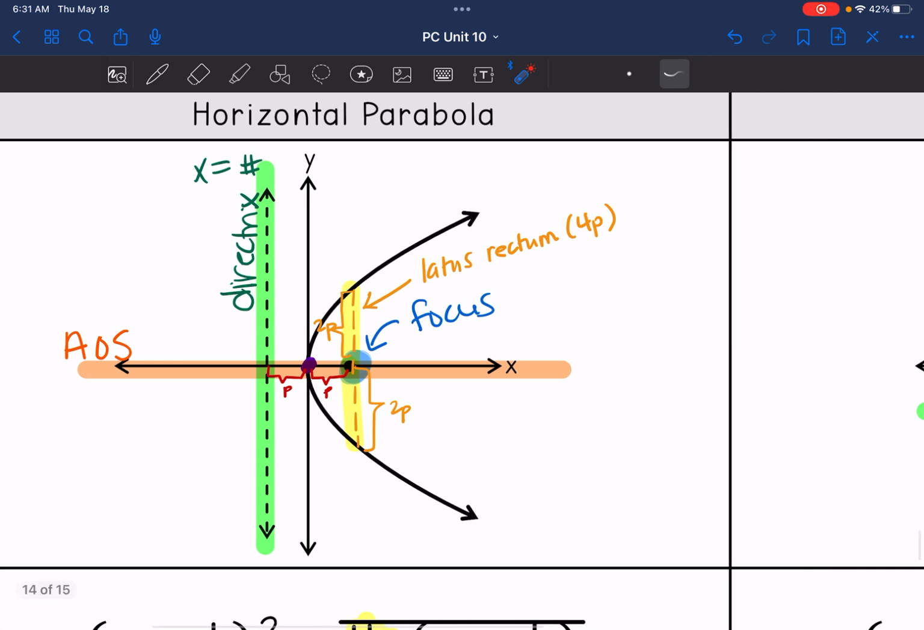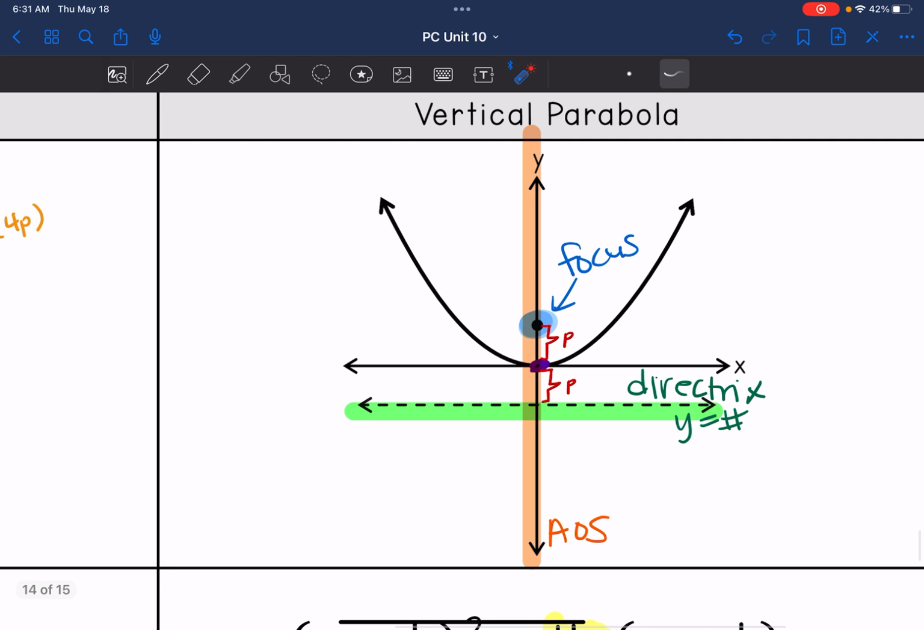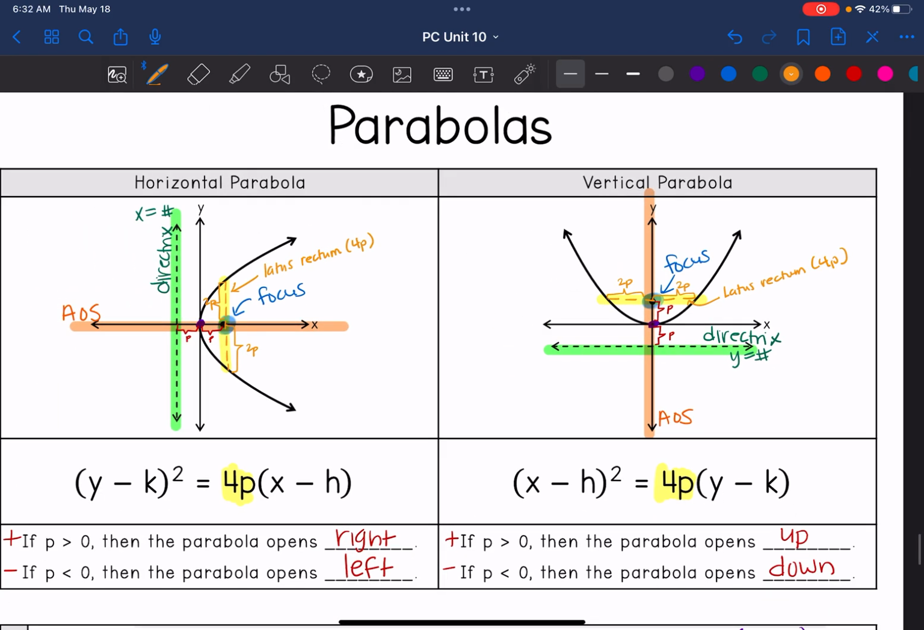Okay, same thing for the other one. I'm just going to label that one fast. So a line that touches the curve but goes through the focus. So this part is 2p. And this part is also 2p. And that's the latus rectum. Altogether 4p.